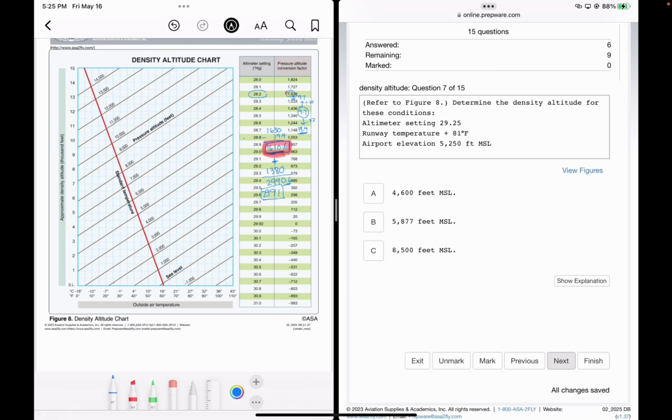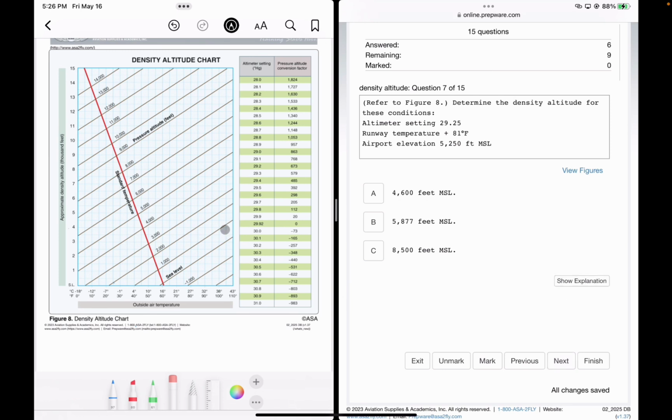Determine the density altitude for these conditions. They give us the altimeter setting, they give us the runway temperature, and they give us the airport elevation. And they want density altitude. Okay. So how do you find the density altitude using these?